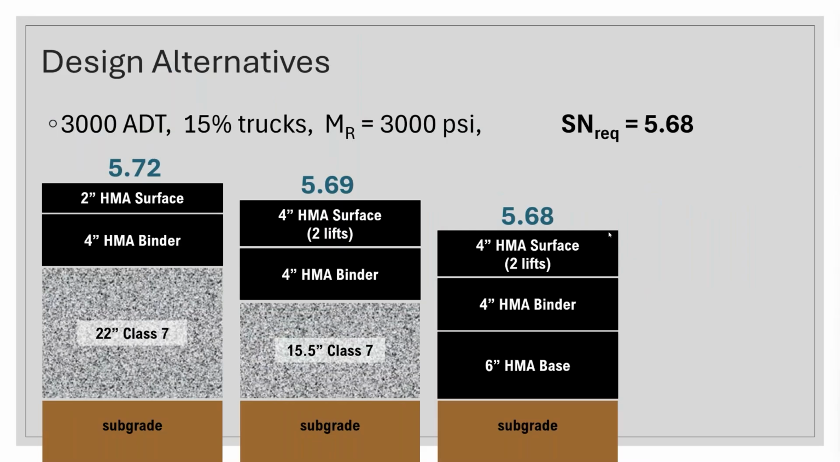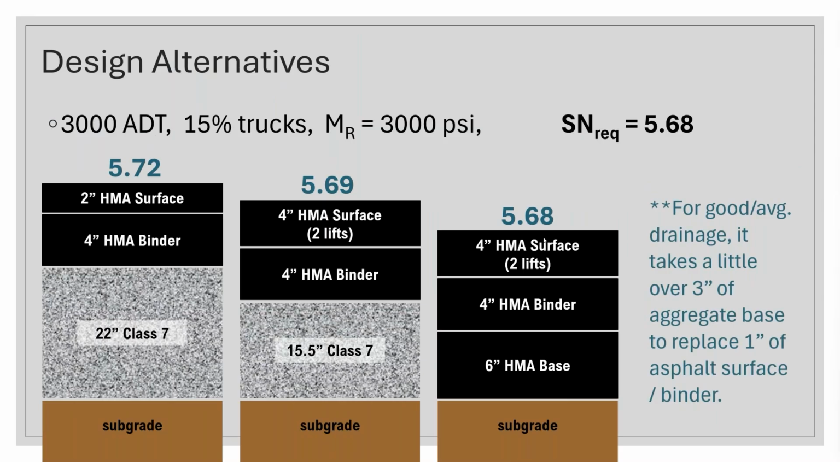Or I could look at full depth asphalt and do 4 inches of surface, 4 inches of intermediate, 6 inches of base. And that ended up giving me a 5.68, which is also just enough. So you can see there are infinite combinations of things you can do and continue to calculate, what if I try this? What if I try that? And so that is the design process, going through that over and over.